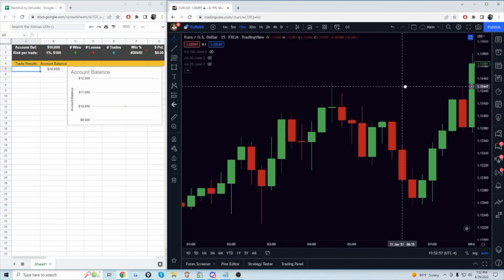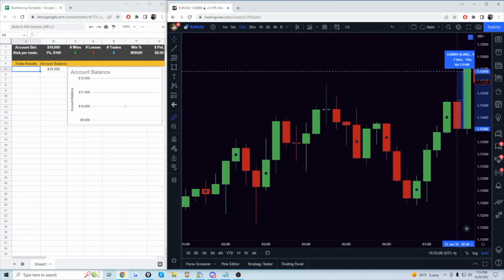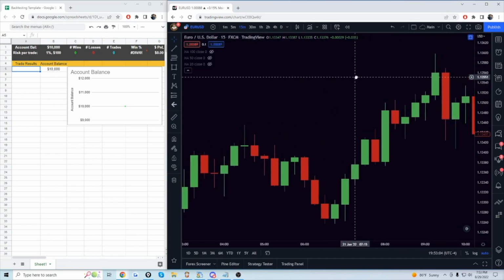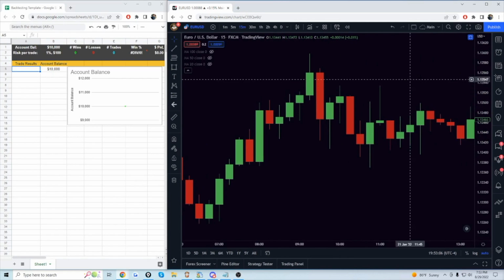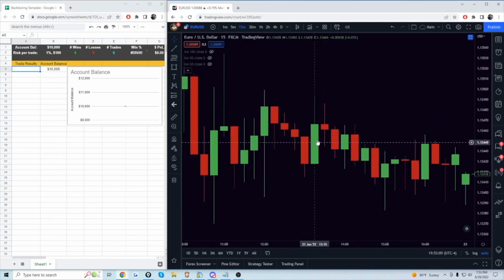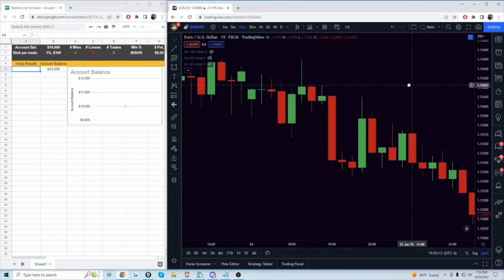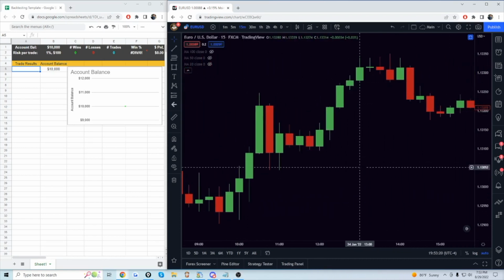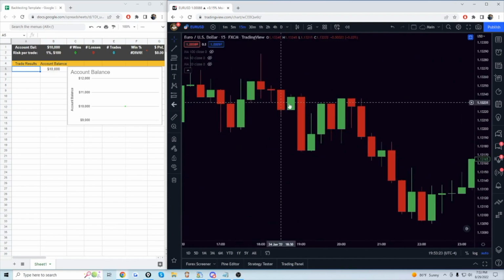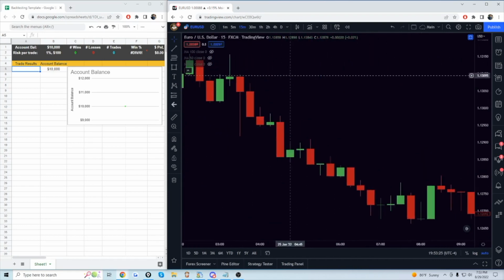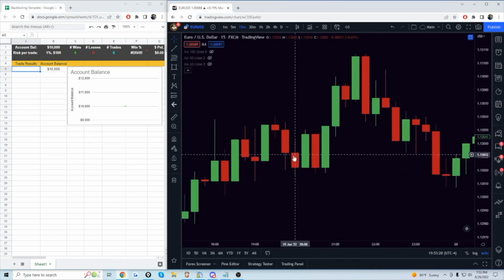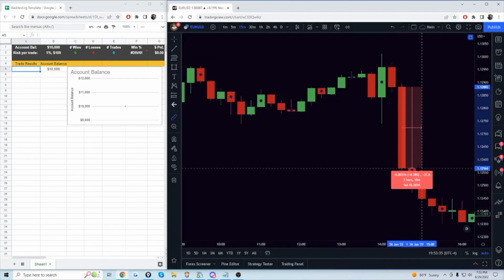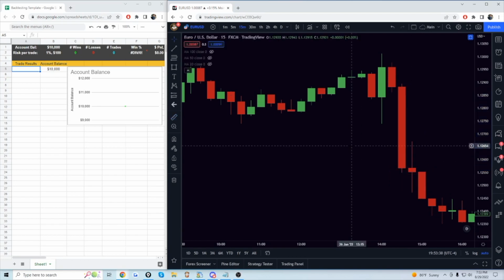Okay, so first thing we're looking for is a candle that moves 25 pips or more on a 15-minute candle. That's the first criteria for this news trading strategy. Specifically, I'm talking about a candle close of 25 pips in a single candle. So let's see if we can find one. Okay, so this one is 32 pips, 31 and a half, so this qualifies.